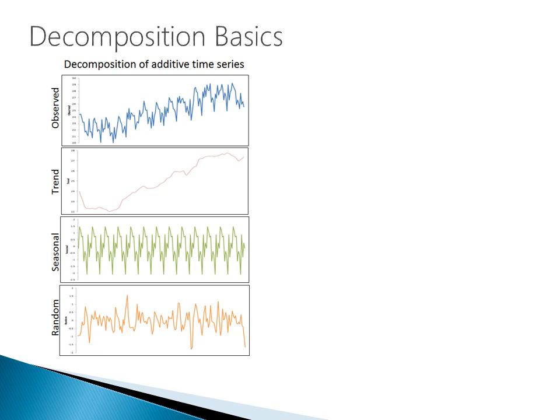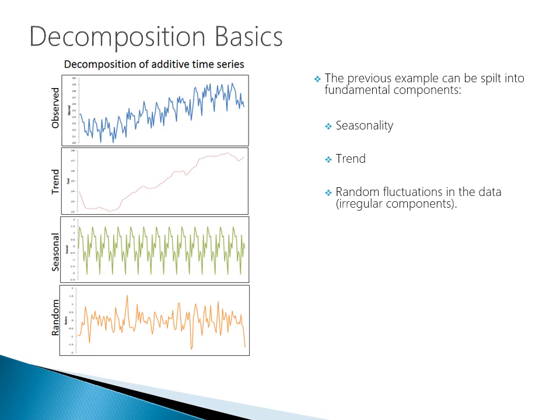So I want to talk a little bit about the basics of decomposition. In the previous example, we can take that graph and break it into these fundamental components. At the top, we actually see what the graph looks like. But if I begin to peer through the noise and look at the components within, I see that there's a trend component, a seasonality component, and then there are attributes beyond that general trend and seasonality that we call random fluctuations.